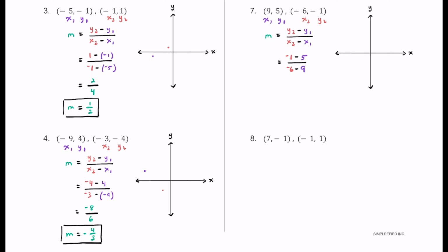So on top here, negative 1 take away 5. It's the same thing as negative 1 plus negative 5. That's going to equal negative 6. And in the denominator, negative 6 take away 9 is the same thing as negative 6 plus negative 9, and that's going to equal negative 15. So we do have a negative over negative, which becomes a positive, and we can divide both by 3. And if we do that, we're going to get 2 over, let's see, 5. All right, so that's going to be the slope here.